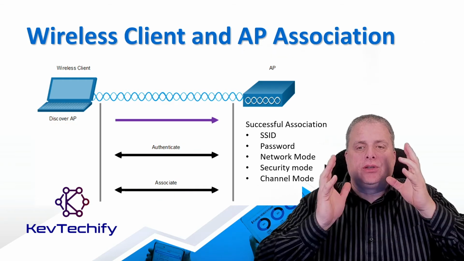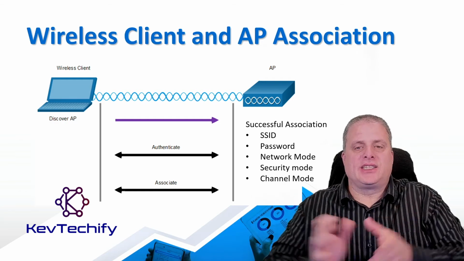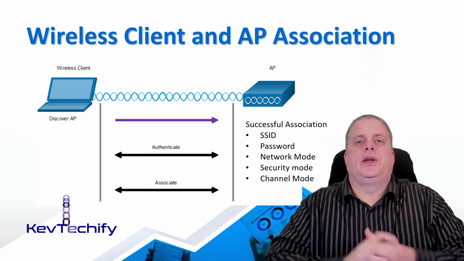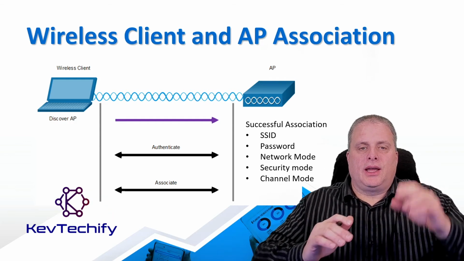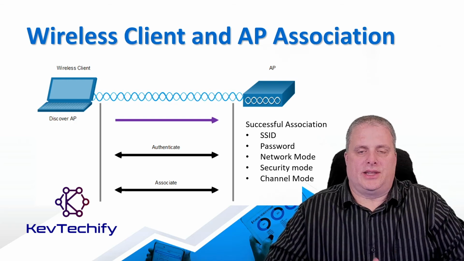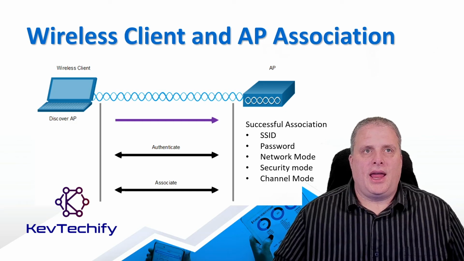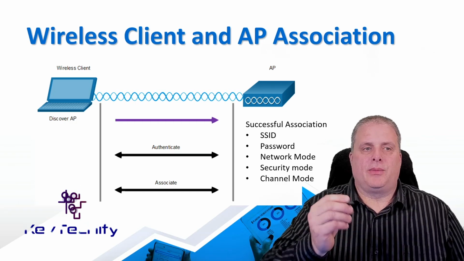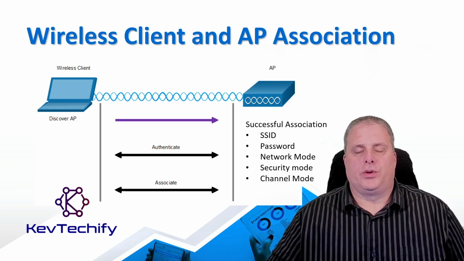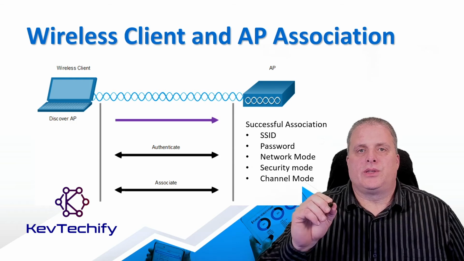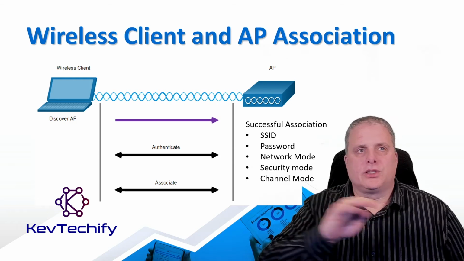To get a successful association between that wireless device and the access point, we need to agree on a couple of things. The device and access point need to make sure that the client knows what the SSID is, the name of the network to connect to. They've got to have the password for authentication. They've got to make sure that the wireless client has the correct password. We need to know what network mode we're using. What 802.11 standard are we using? B, G, N, AC, whatever standard we're using, we need to make sure that it's agreed upon.